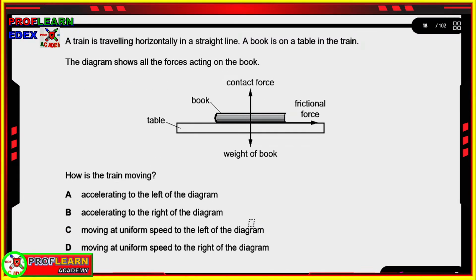The train is traveling horizontally. If you can see here, we have the normal contact force and we have the weight. The question is saying that friction is acting in this direction. Usually friction tends to oppose the motion, so the train is accelerating to the right.